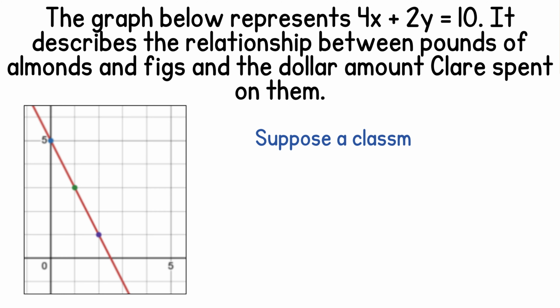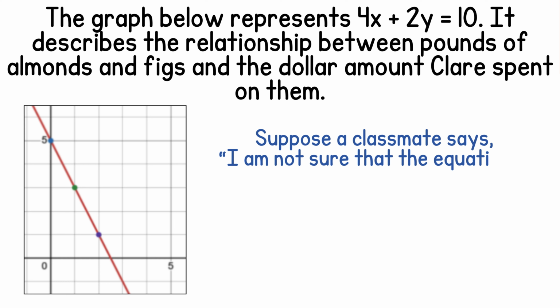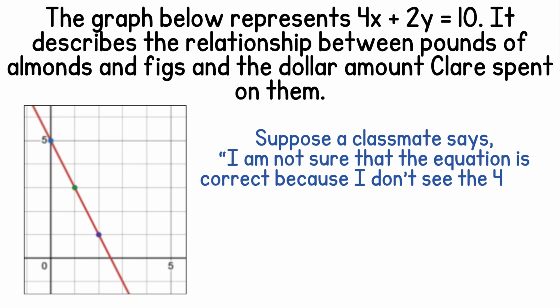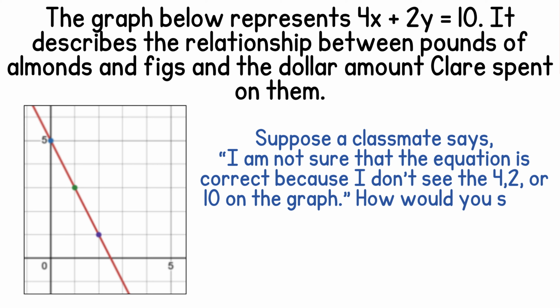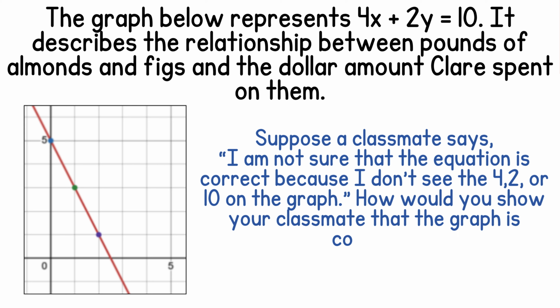Suppose a classmate says, "I'm not sure that the equation is correct because I don't see the 4, 2, or 10 on the graph." How could you show your classmate that the graph is correct? Well, the original equation is given in standard form, and standard form doesn't show the numbers as clearly on the graph. So let's put it in slope-intercept form and see if those numbers appear.